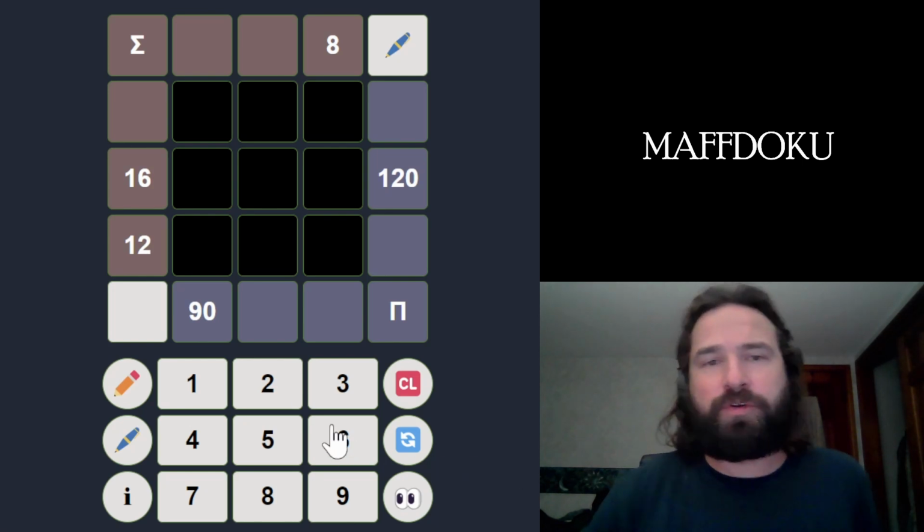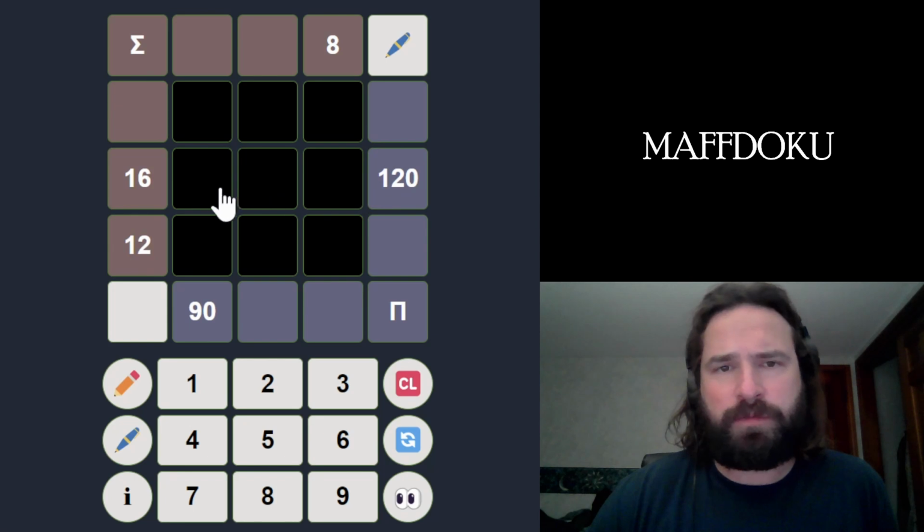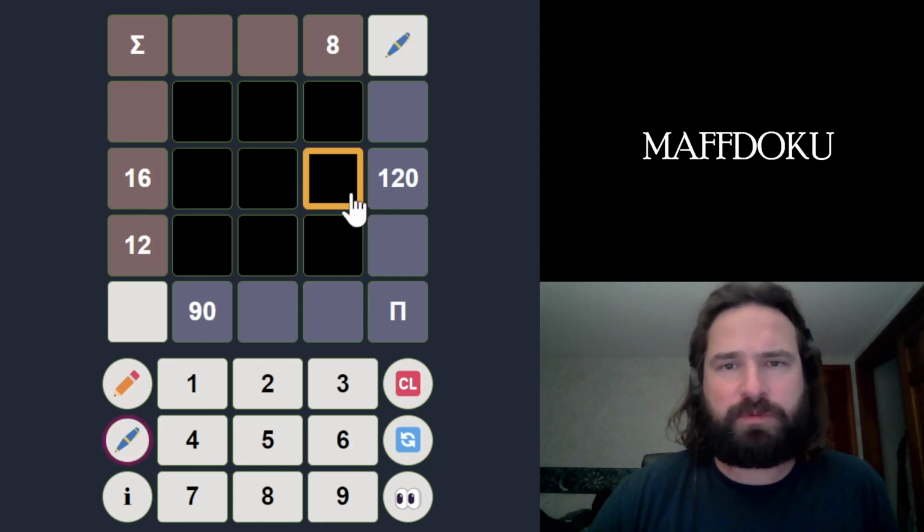Crush a Maffdoku. Maffdoku's a little sudoku puzzle. These black squares have to be the digits 1 through 9, and purple clues are products, brown clues are sums. So the numbers in this row have to multiply to 120 and add to 16, which is pretty useful.